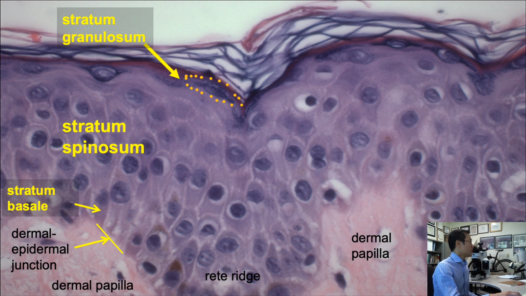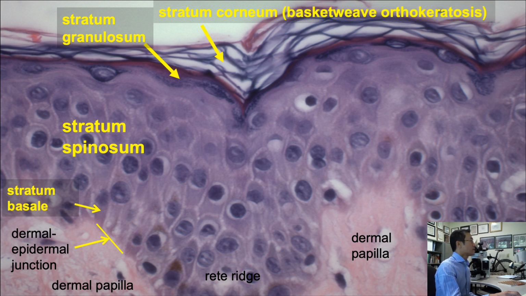Notice also how the cells are more flattened out. They lose the more rounded or polygonal contour that we see in the spinous layer. In the granular layer, they're very flattened, and the granular layer is usually just 1 or 2 cells thick in most anatomic sites. With terminal differentiation, granular keratinocytes form the stratum corneum, which normally has no visible nuclei.